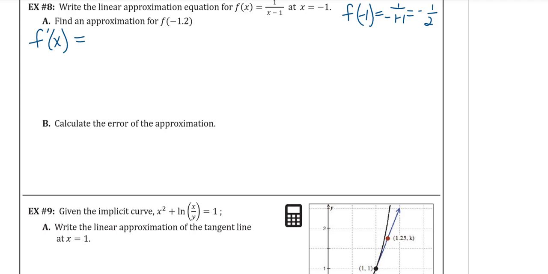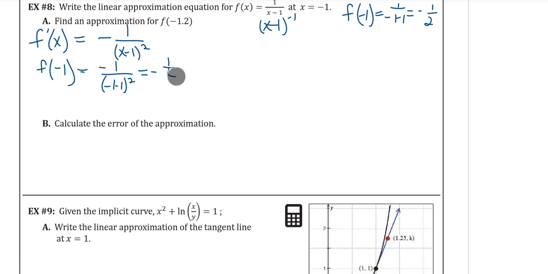And then we're going to find f prime of x. If you want to think of this function as x minus 1 to the negative 1 power and use the chain rule, we're going to get negative 1 over x minus 1 squared, because we'll bring the power down, lower it by 1. And the nice thing is the derivative of the inside function is 1. So there's nothing really to chain in this one. So then f prime of negative 1 is going to be negative 1 over negative 1 minus 1 squared. So we get negative 1/4.